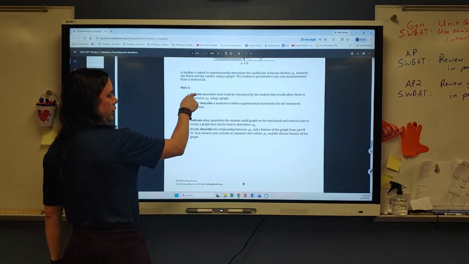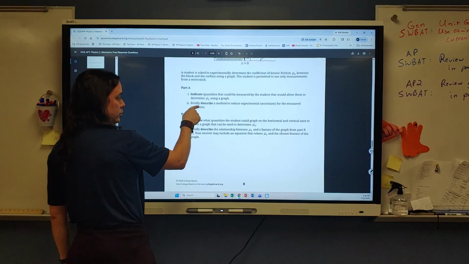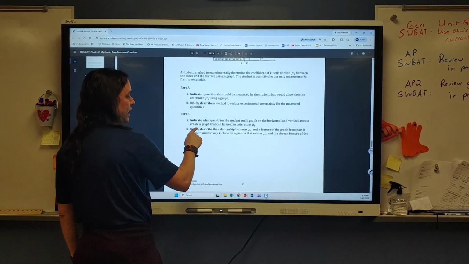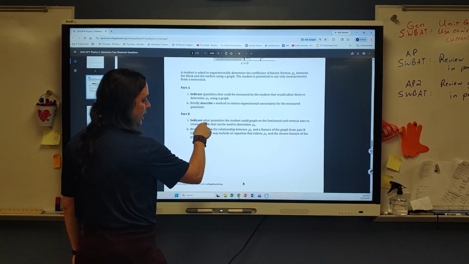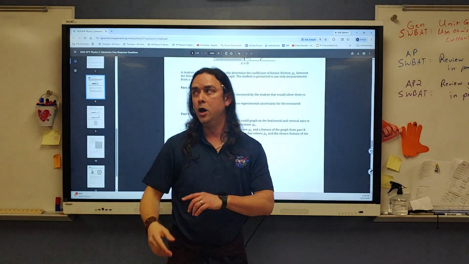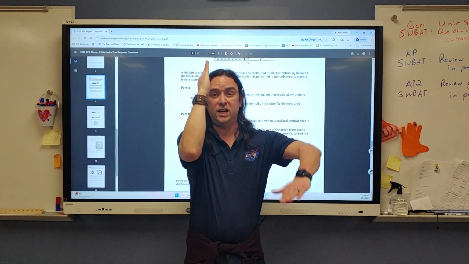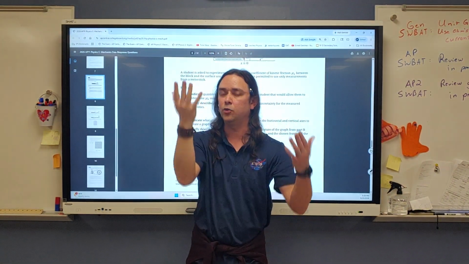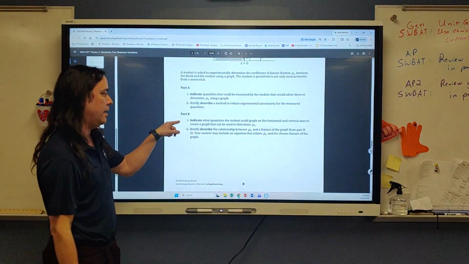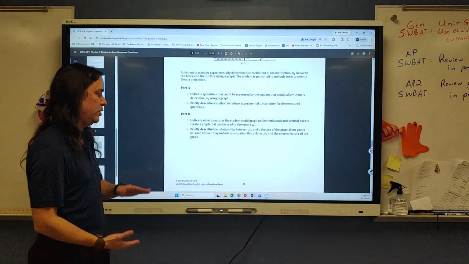1 point for the quantities that could be used, 1 point for reducing error, 1 point for indicating what quantities the student could graph. That's where you're taking the values here and telling us exactly what graph to make, and is that a reasonable graph? If it is, you get this point. If it isn't, you don't get that point.